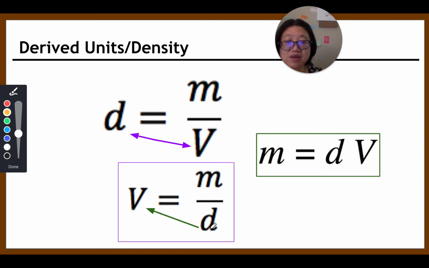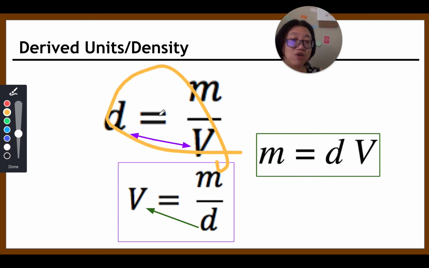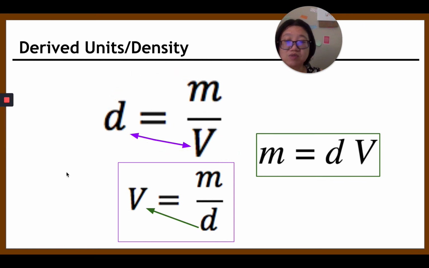The next one, you can simply switch the V and D over. So I can just switch it, and then you get D equals M over V again. Or I can send that D onto this side, and then I get M equals D times V. So you don't necessarily have to remember all the equations, because once you know one, D equals M over V, you should be able to write the rest of them. So that's what it is.